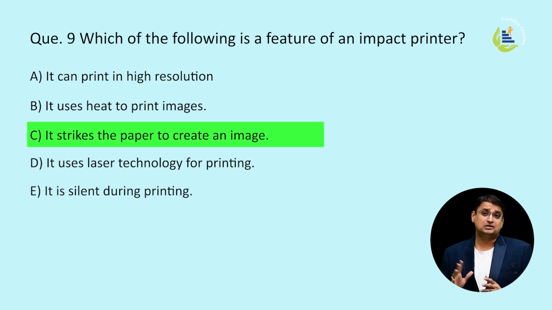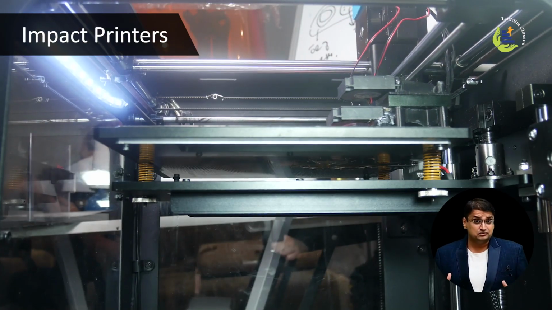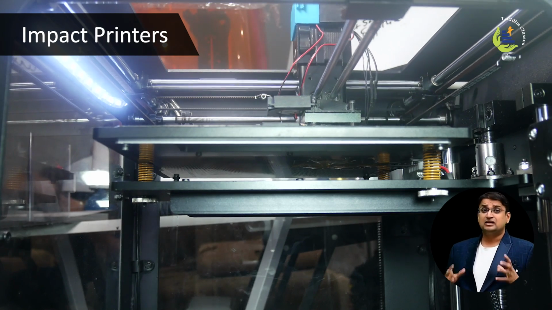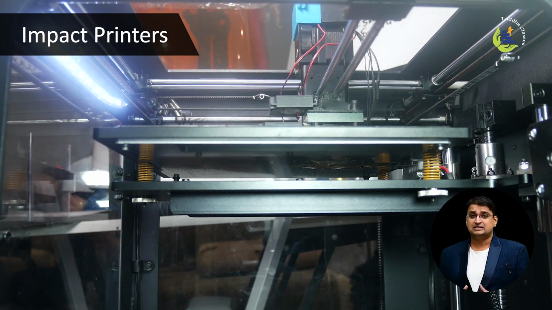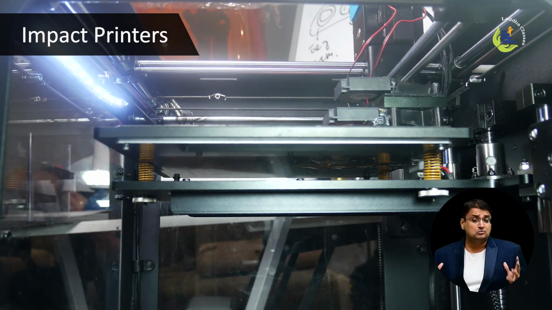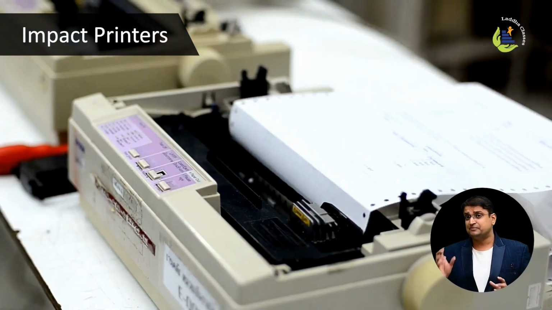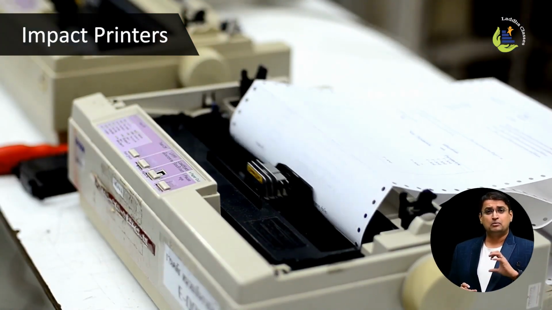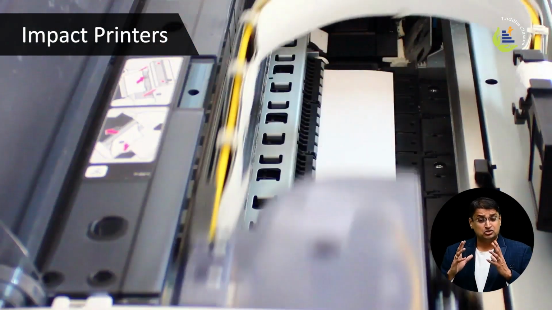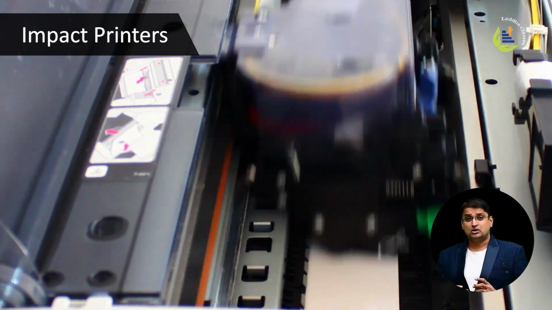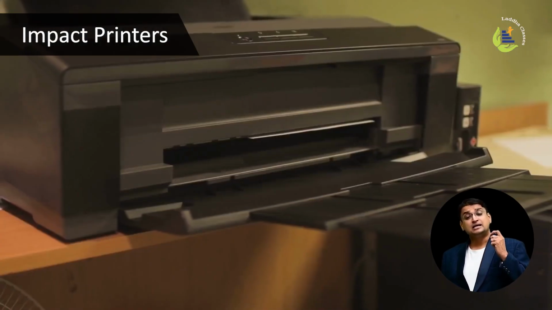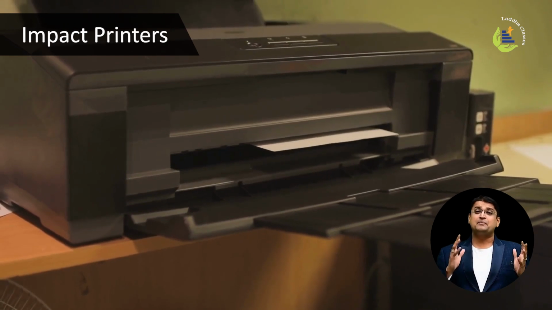Correct answer option is C. It strikes the paper to create an image. Because impact printers create images or text by physically striking the paper, typically with a print head or pin. Impact printers do not print in high resolution, use heat, laser technology, or operate silently like other types of printers.